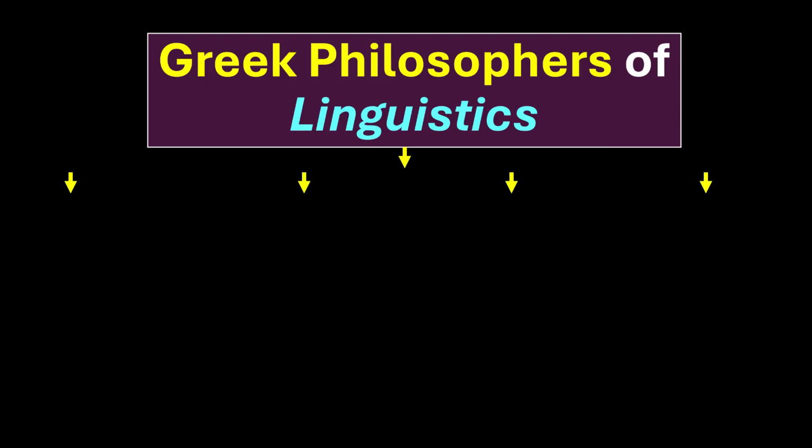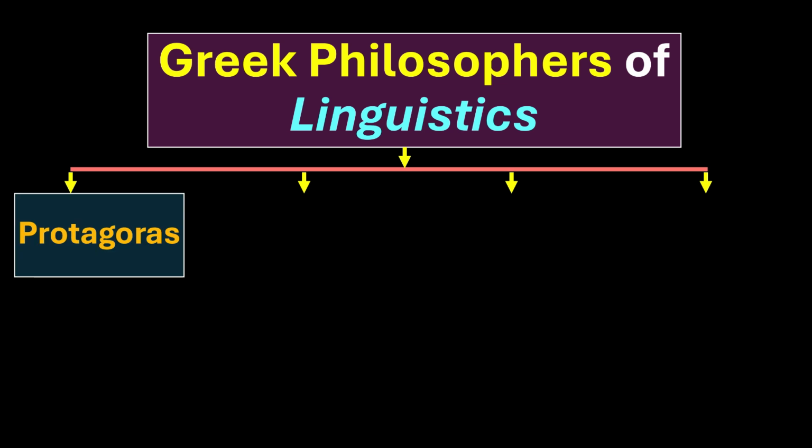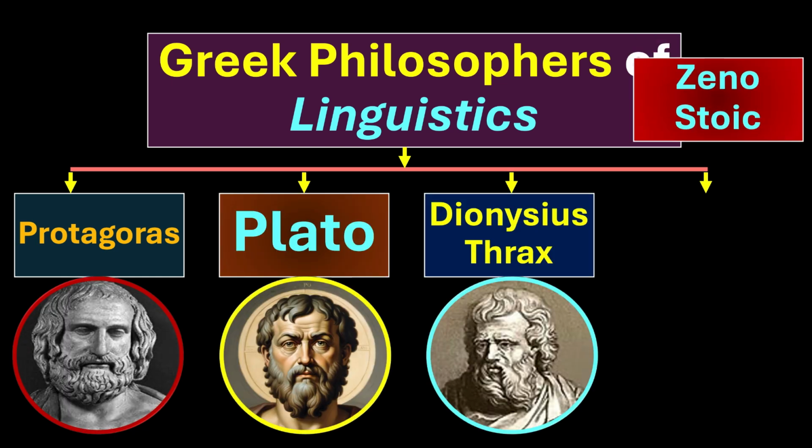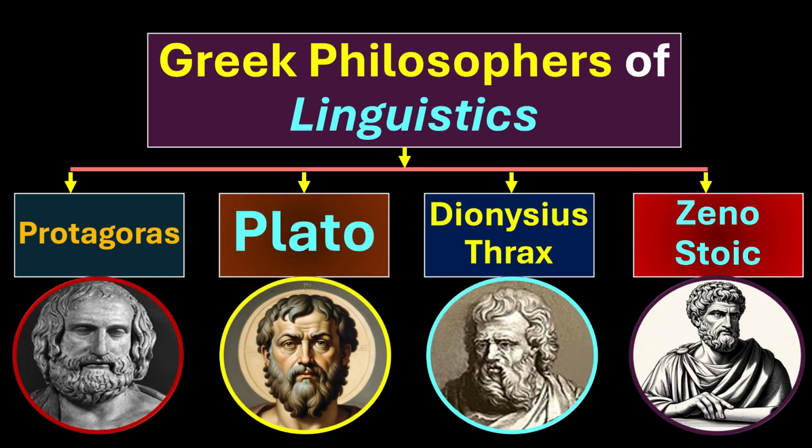Hello and welcome to a new lesson, Greek Philosophers of Linguistics. In this lesson, we will talk about the contributions made by Greek philosophers in the field of linguistics. The first one is Protagoras, and you can see the picture, Plato, Dionysius Thrax, and Zeno Stoic. Let's discuss each one of them in brief.